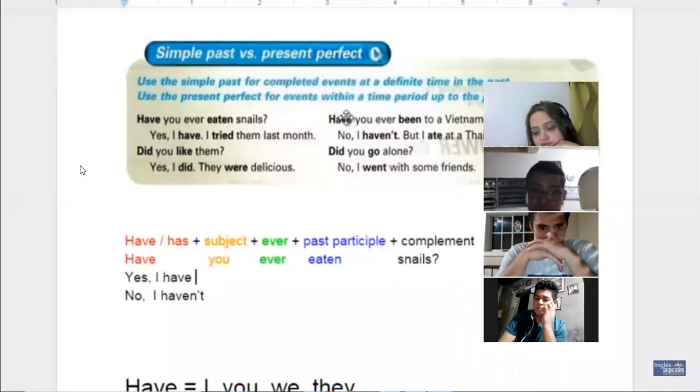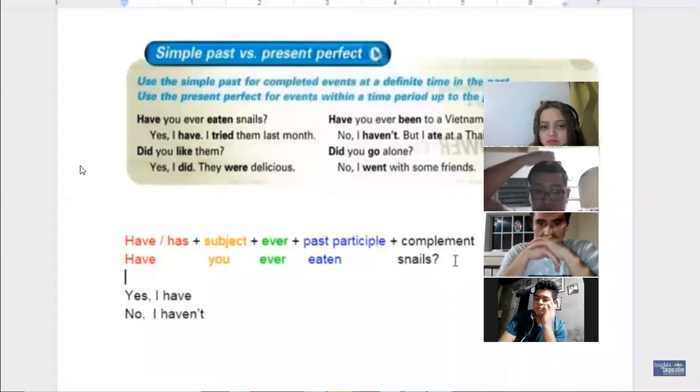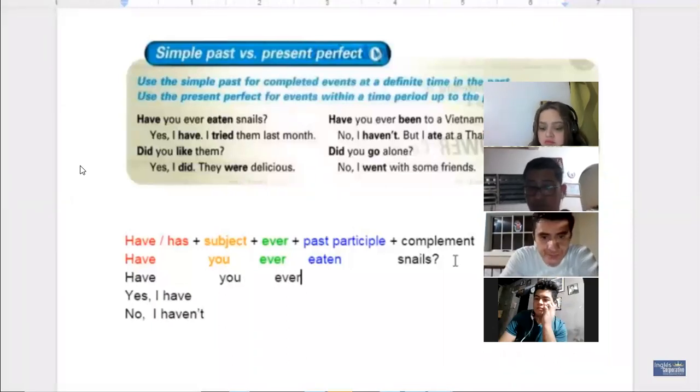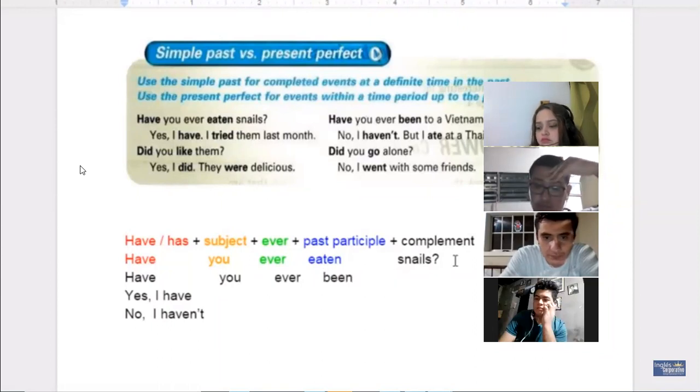And it's the same thing for our next question. Have you ever been to a Vietnamese restaurant? So let's do that one as well. I'm going to use have. This follows the subject. And then we're using the word ever. Then we use the verb to be in this case in the past participle form, and then whatever complement exists. So in this case, have you ever been to a Vietnamese restaurant? And once again, the answer to that particular question can be, yes, I have, or no, I haven't.